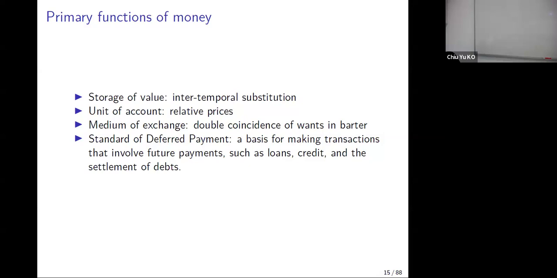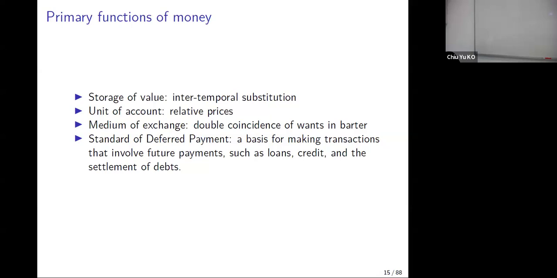Second, unit of account. Money is convenient to value everything by. So this product is worth $10 or $20, then it's a unit of account. In prison, sometimes cigarettes are used as a unit of account. This would be worth 10 cigarettes, this would be worth 20 cigarettes, because in prison they don't have money. Yeah, cigarette is money. So that would be the unit of account.